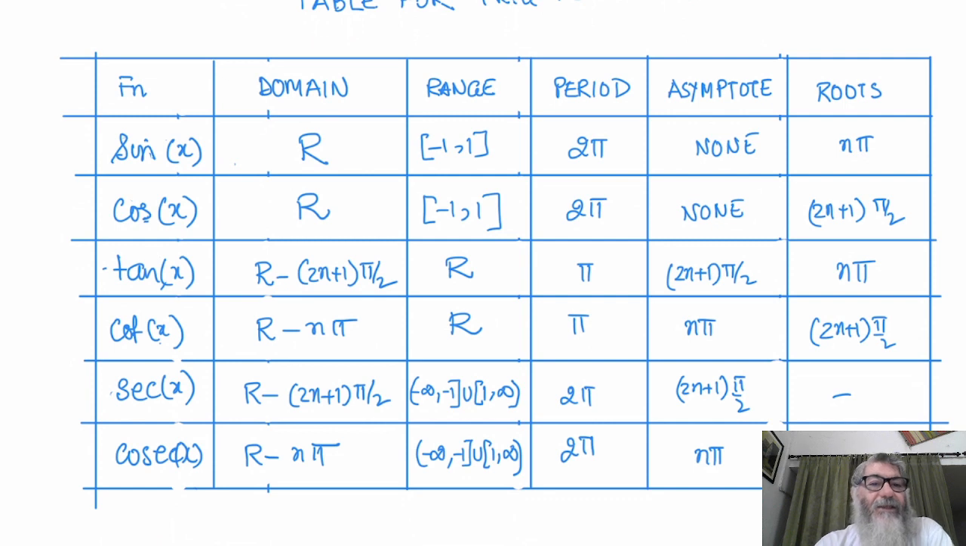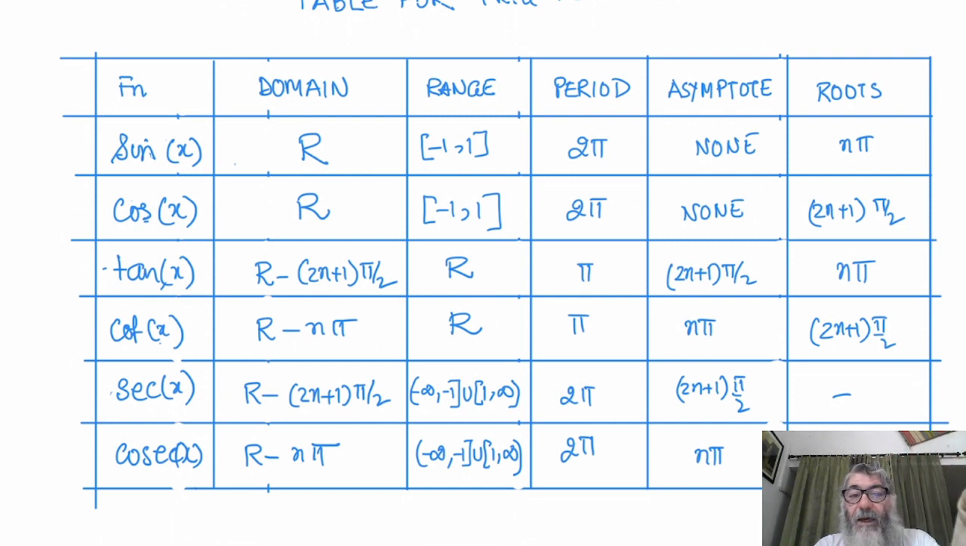Sec x is the reciprocal of cos x. You see, in tan x, cos x comes in the denominator. In sec x also, cos x comes in the denominator. So the same domain is there: R minus (2n+1) pi by 2. It is not defined between minus 1 and 1, so its range is minus infinity to minus 1, included, union 1 to infinity. Period is 2 pi. Asymptotes are again at (2n+1) pi by 2, and roots none.